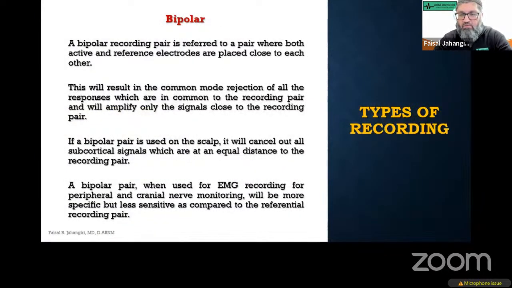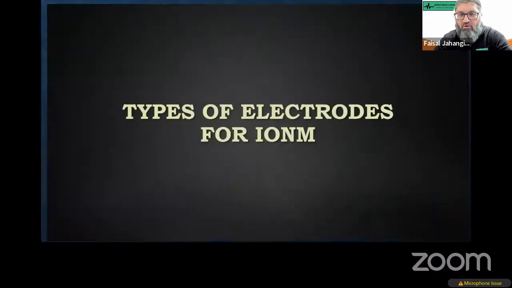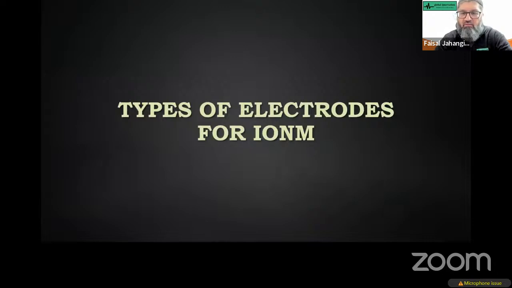So the types: for stimulation, we have monopolar, bipolar, and tripolar. And then for recording, we have monopolar, bipolar, tripolar. Bipolar recording is when both electrodes, active and reference, are placed close to each other, either in the same muscle or the same part of the brain to record EEG. Referential is when you put one electrode near the generator and the reference away. So we have bipolar recording and referential recording, and we have monopolar, bipolar, and tripolar stimulation.